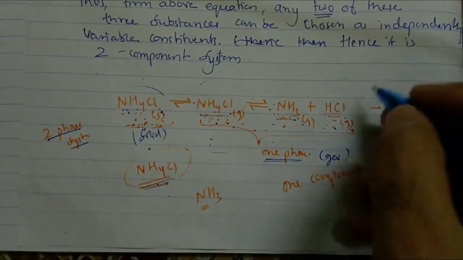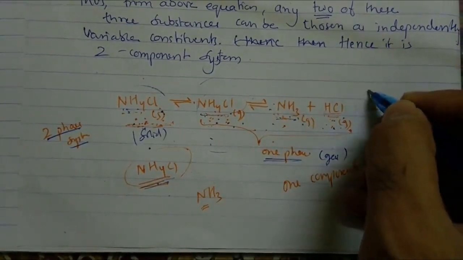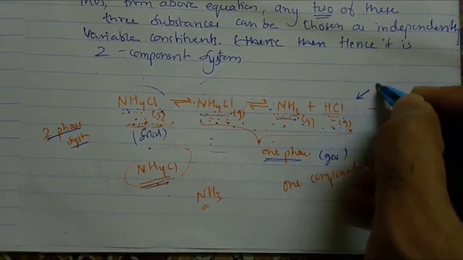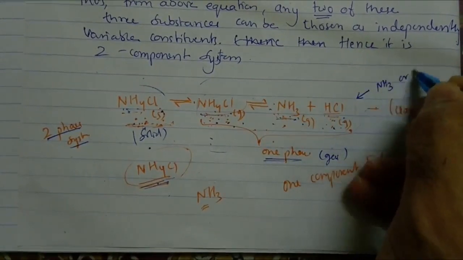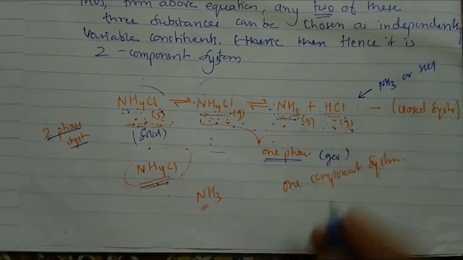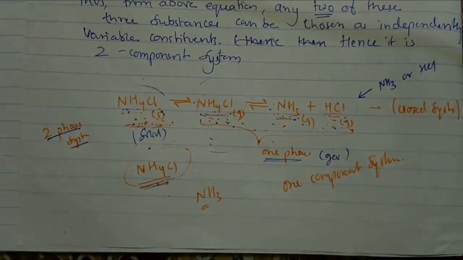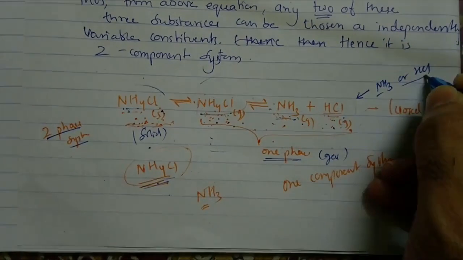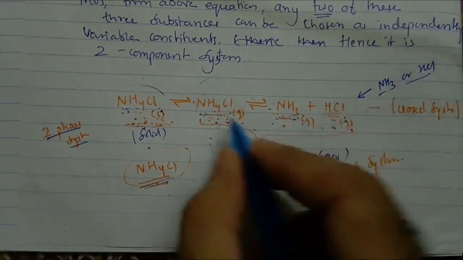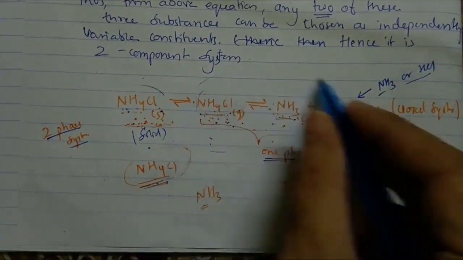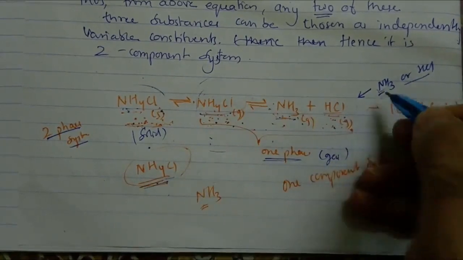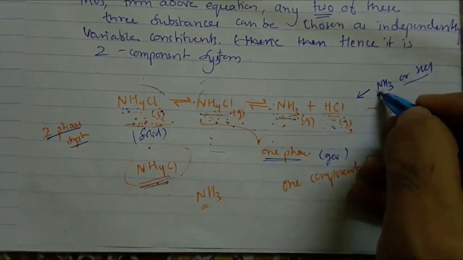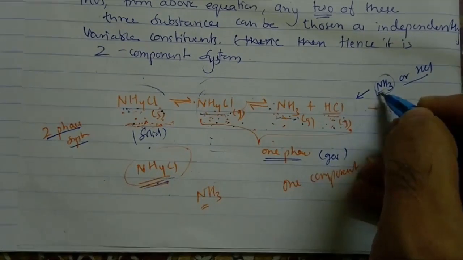Now if in this system you add additional ammonia or HCl, the number of components will change, because now you are adding this. So now the composition of this phase will depend on this also. If we are adding ammonia, it will depend on ammonia also.